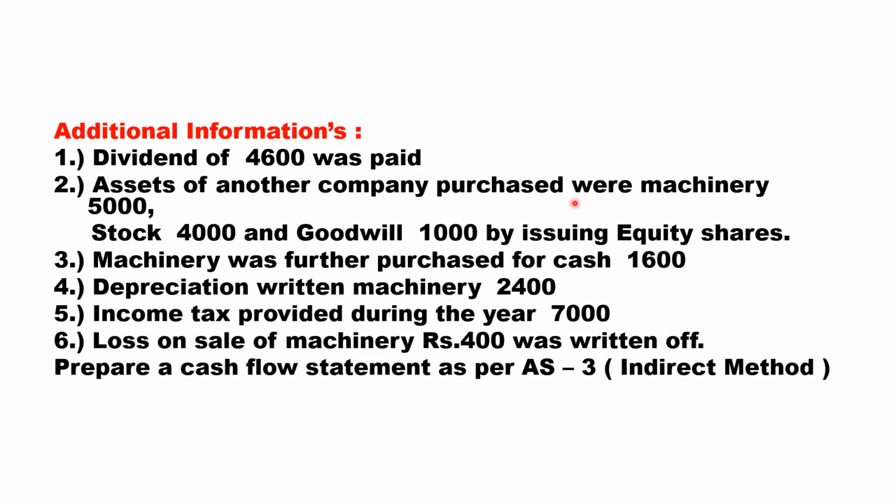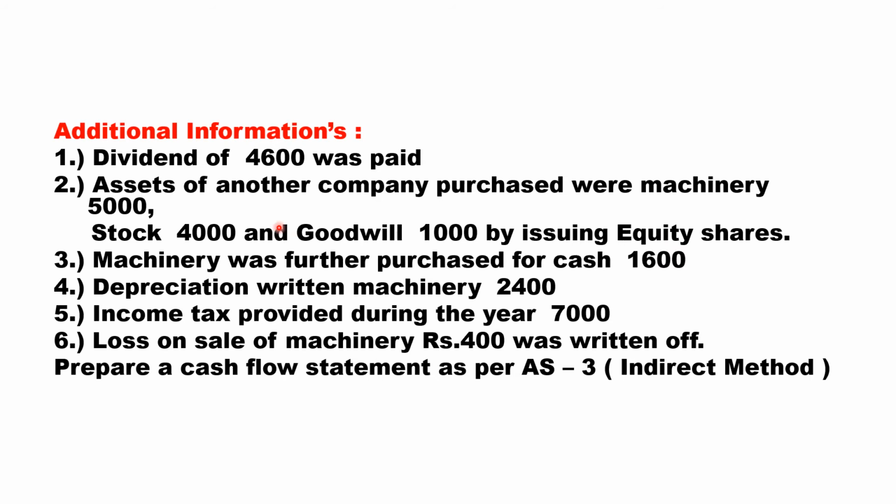Assets of another company purchased were machinery 5,000, stock 4,000, goodwill 1,000 by issuing equity shares. So the increase in share capital which we found in the balance sheet was 10,000. That means shares are issued, 10,000, for purchase of assets. Three assets were purchased: machinery 5,000, stock 4,000, goodwill 1,000. So 5 plus 4 plus 1 you get 10,000. So 10,000 assets are purchased and 10,000 shares are issued.